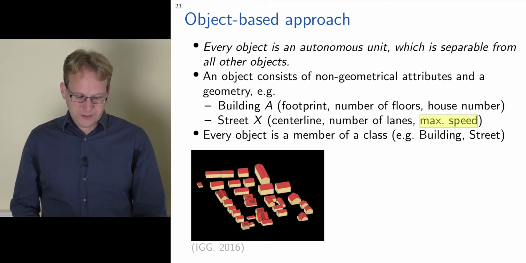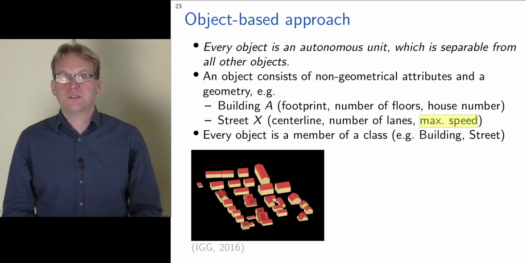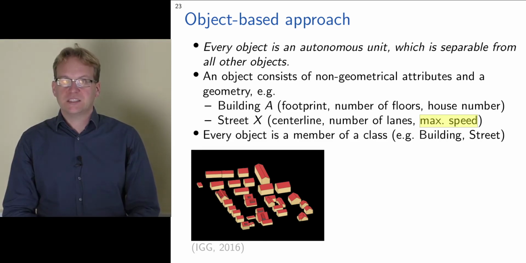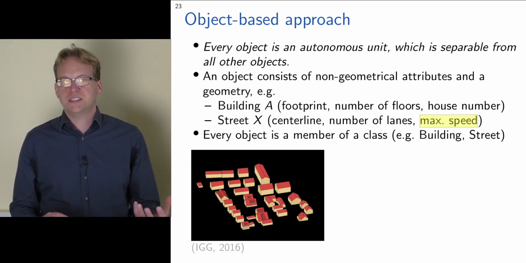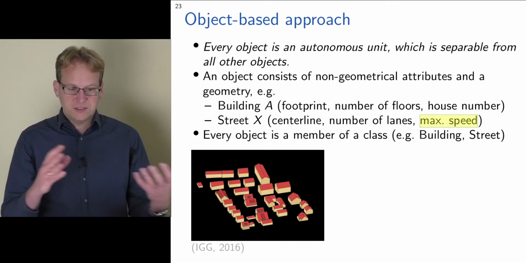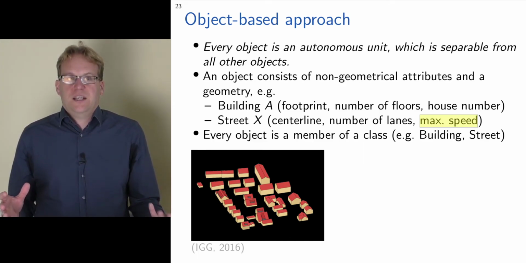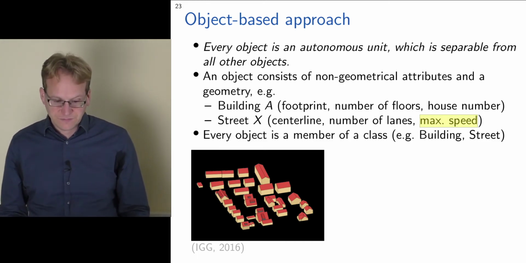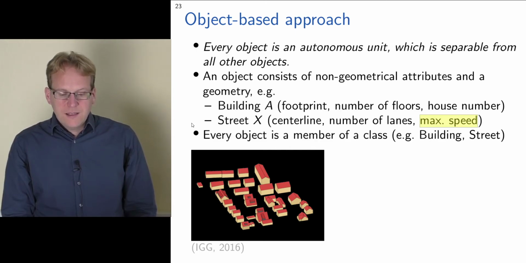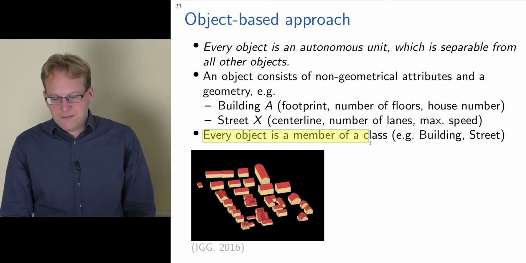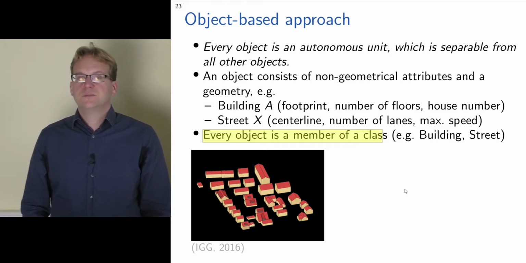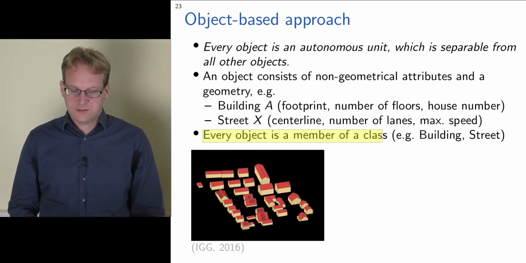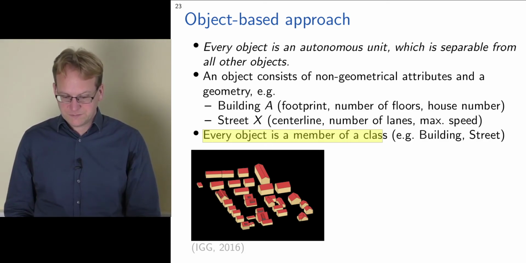And I should also point out that which attributes we should collect heavily depends, of course, on the application. It's a completely different application to use a road network data set for a navigation application than to use it maybe for a cadaster. We say also that every object is a member of a class. So we can always say if we have an object, maybe that's a building or that is a street. And that is the object-based approach.